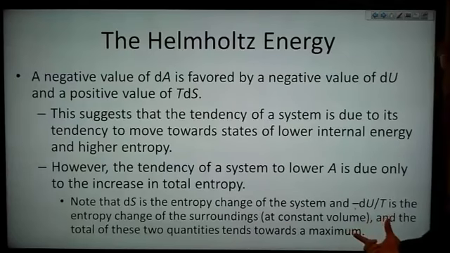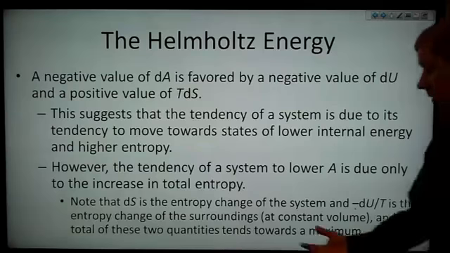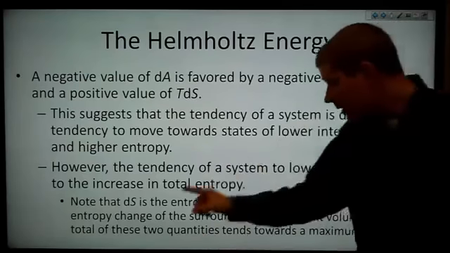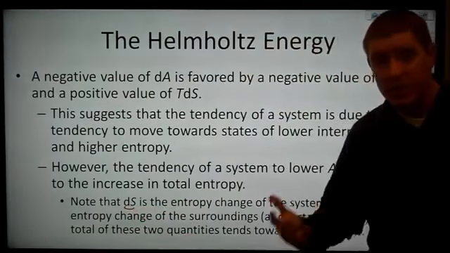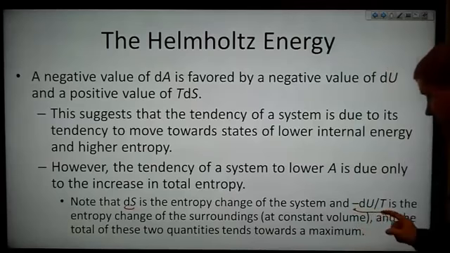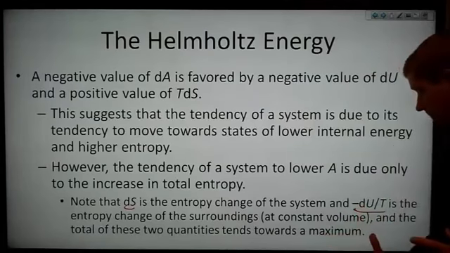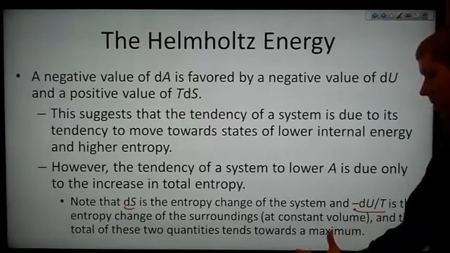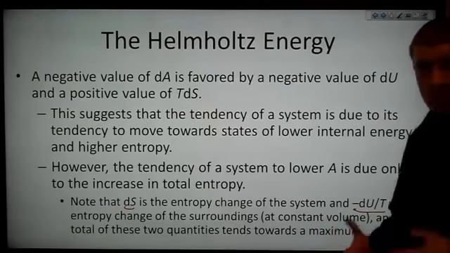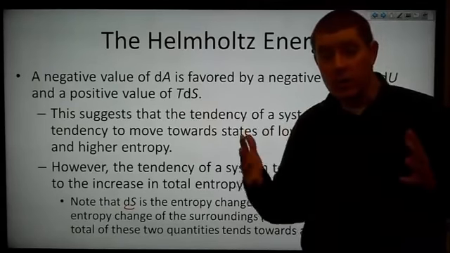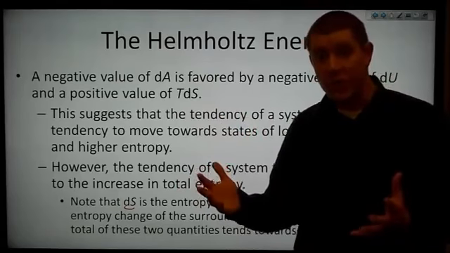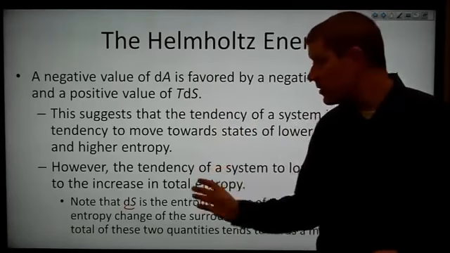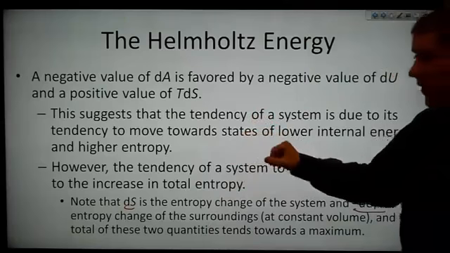So really this means that the total of these two quantities, the change in entropy for the system and the change in entropy for the surroundings, tend towards the maximum. The total entropy of the universe as a whole, the system plus the surroundings, tends towards the maximum. Okay, so that's really what this is saying.